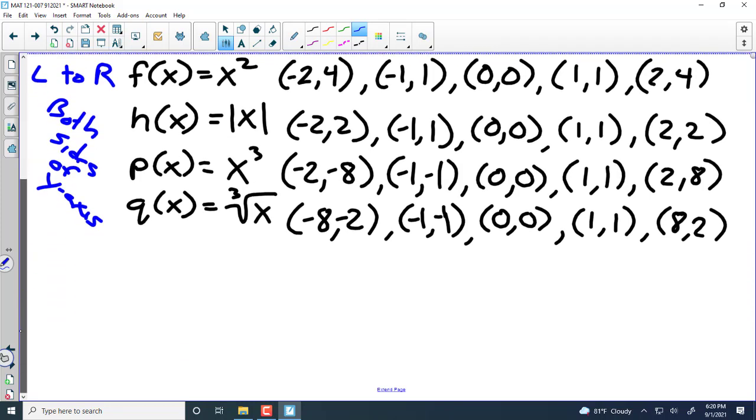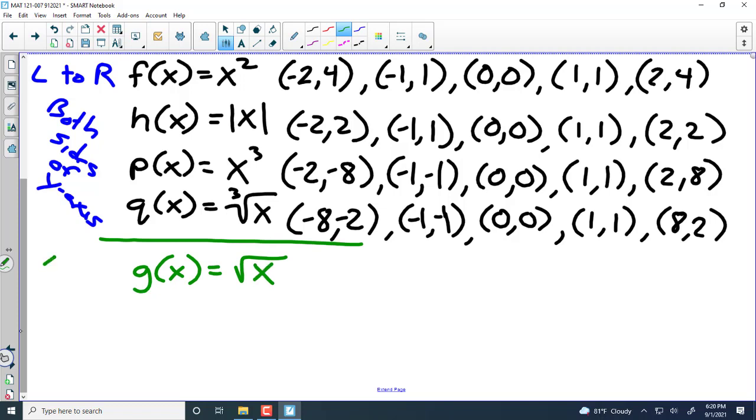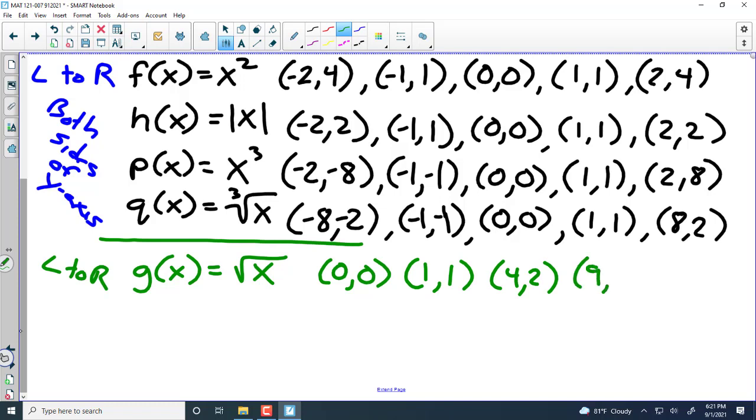So when we look at the square root graph, I can still go left to right, but this one I start with 0, 0, because that's the farthest left this graph goes. And then I just pick numbers that I know the square root of. Like 1, square root of 1 is 1, square root of 4 is 2, square root of 9 is 3, square root of 16 is 4. And that's enough to give me the shape of the graph.